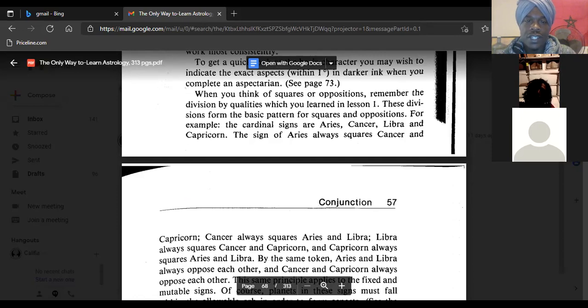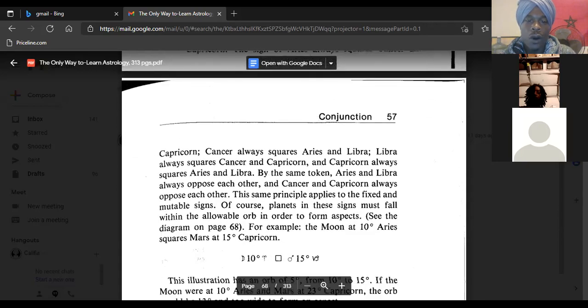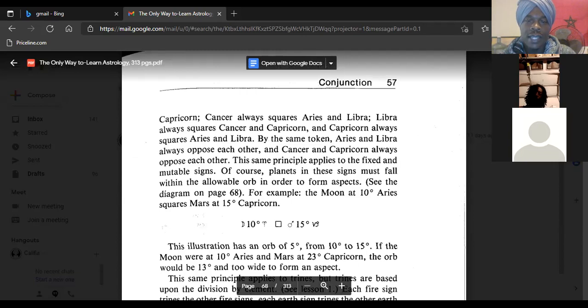When you think of squares or oppositions, remember the divisions by qualities, which you learned in lesson 1. These divisions form the basic patterns for squares and oppositions. For example, the cardinal signs are Aries, Cancer, Libra, and Capricorn. The sign of Aries always squares Cancer and Capricorn. Cancer always squares Aries and Libra. Libra always squares Cancer and Capricorn. And Capricorn always squares Aries and Libra. By the same token, Aries and Libra always oppose each other, and Cancer and Capricorn always oppose each other.